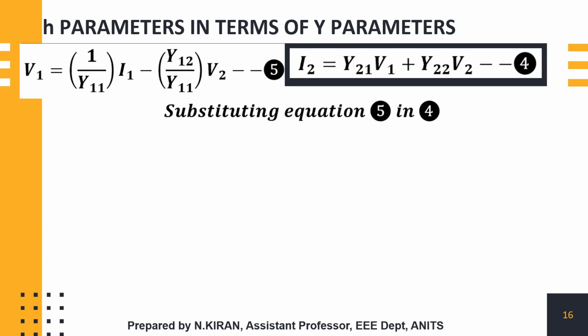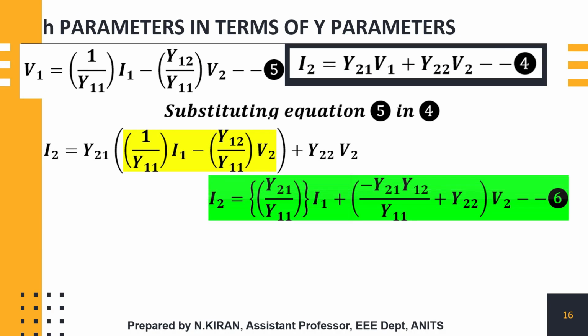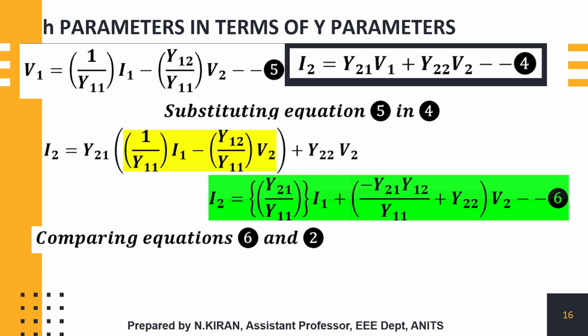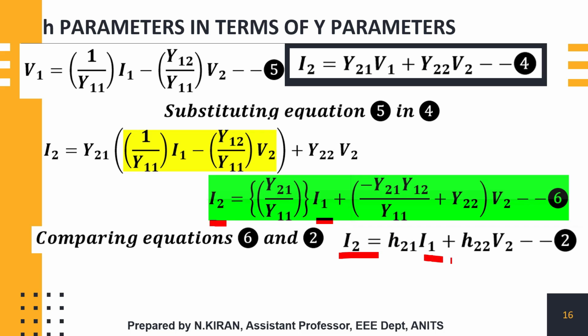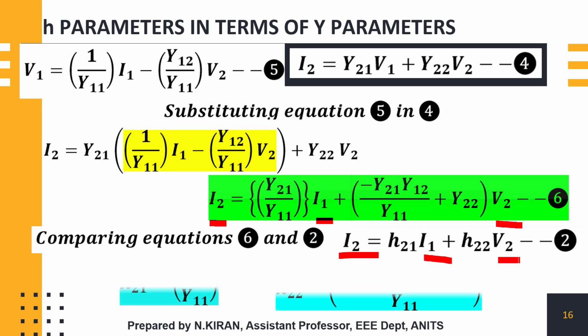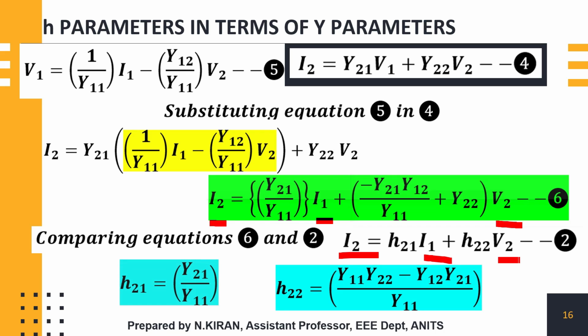So on doing so, I'll get the following expression, which is indicated by equation 6. Now I can compare it with the second equation, as both of them have the same variables, which will give rise to H21 to be y21 by y11 and H22 to be delta y by y11.